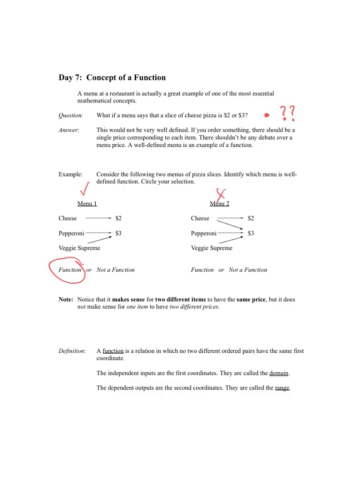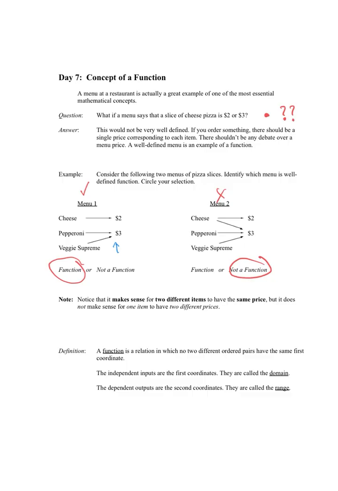Whereas this menu 2, we're running into that issue again. Wait a second, cheese, is it $2 or is it $3? It's not very well defined. You can't say what's the cost of a slice of cheese pizza. That is not a function, okay? So notice it's okay on this first one where you have two different items that have the same price. That's not a problem. But you can't have an item that has two different prices. That would not be a function.